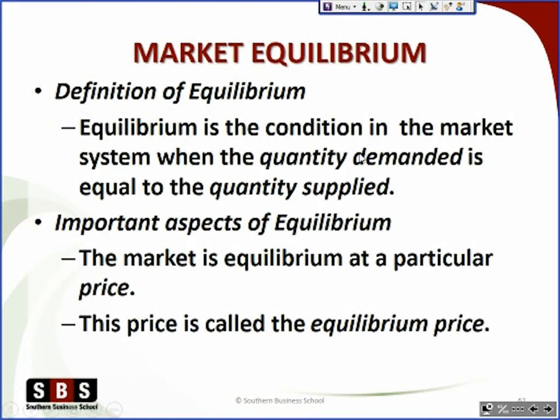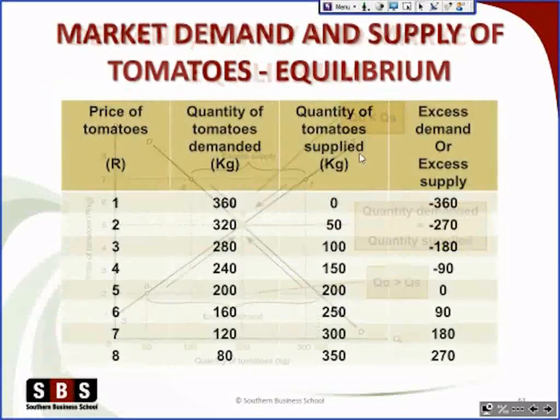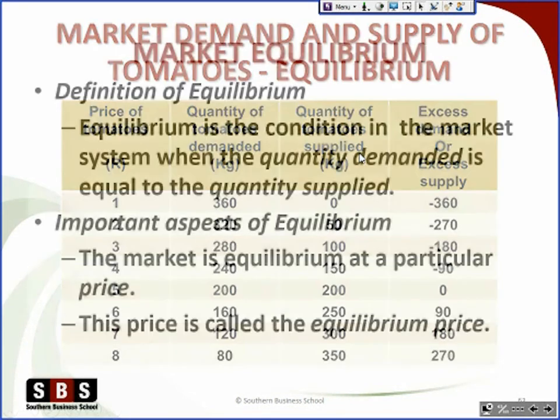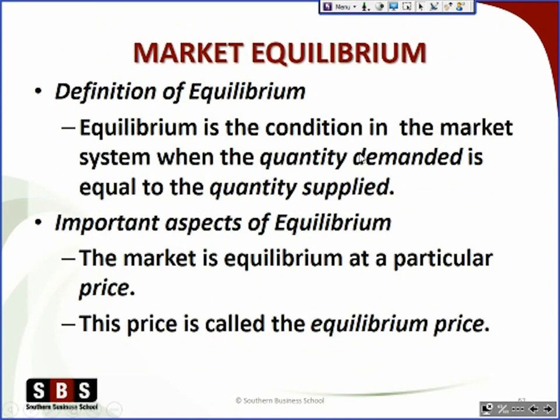Then, everybody knows what equilibrium is by now? If you draw a demand and a supply curve on one diagram, where they cross, that's equilibrium. But you have to know the definition of equilibrium. Equilibrium is a condition in the market system when quantity demanded is equal to quantity supplied. That's a very important aspect of economics, because a free market system always works itself back to equilibrium. There's an equilibrium price, and obviously you get an equilibrium quantity as well.